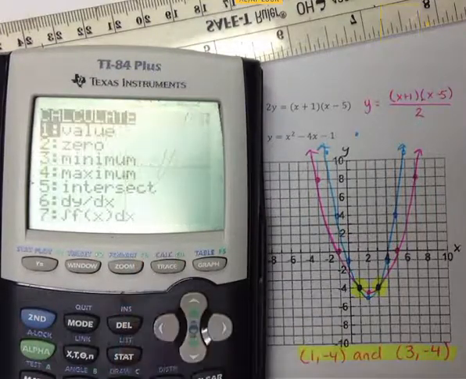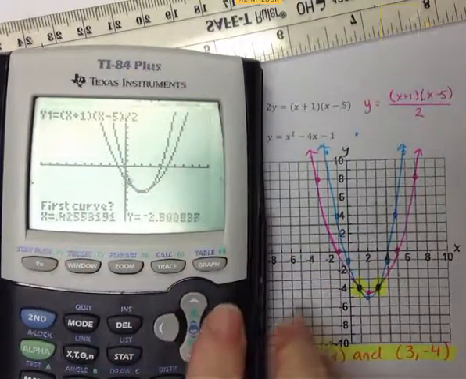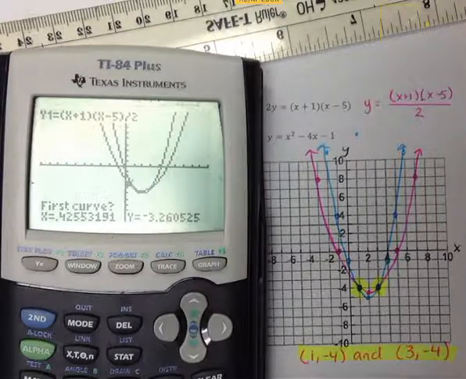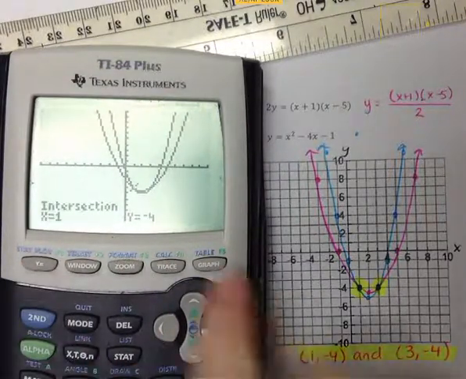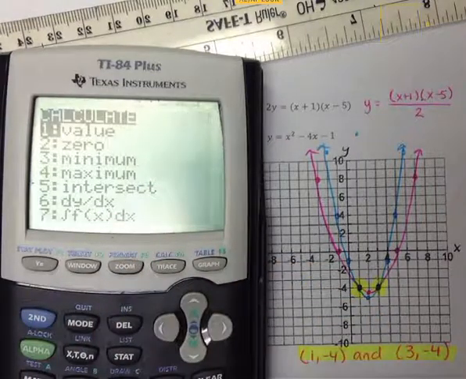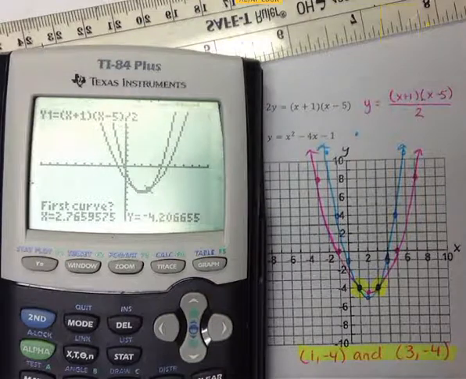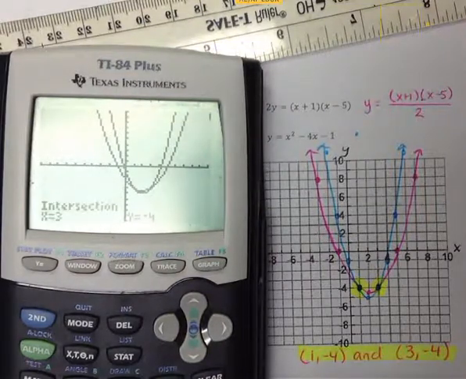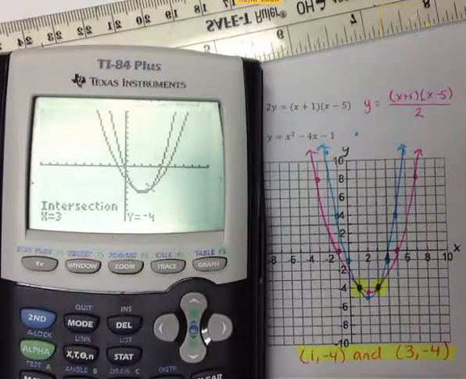So second trace, I'm going to calculate the intersection, which is number 5. I want to move my cursor to an intersection, so kind of close to that. Enter 3 times. 1, negative 4. But we have another one, so I'll do second trace, intersect again. But I'm going to go over to this intersection. Press enter 3 times. Same thing, so 3, negative 4. So I'm able to find them using my calculator by finding the intersection using second trace.